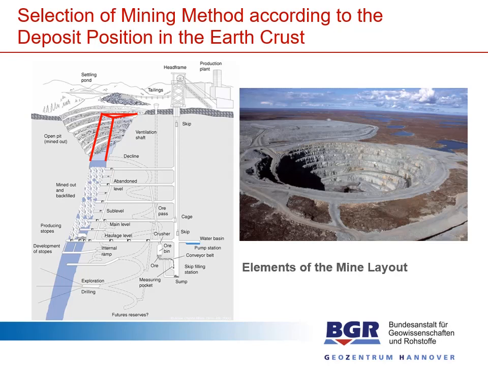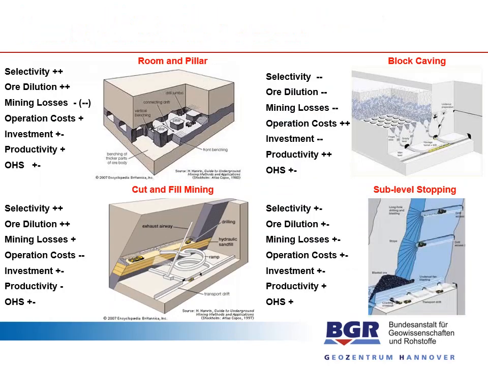Additionally, you can see here different elements of a mine layout, like a shaft or an adit. You can also use adit entry depending on the circumstances. You have abandoned levels, you have active mining levels, and you have preparation of new levels in the underground mining operation. On this slide you can see four different mining methods for underground mining.